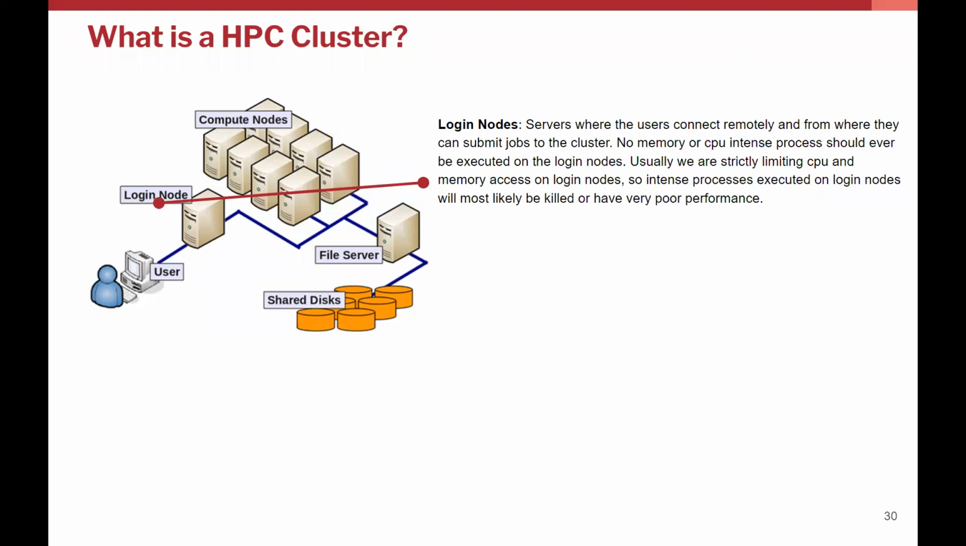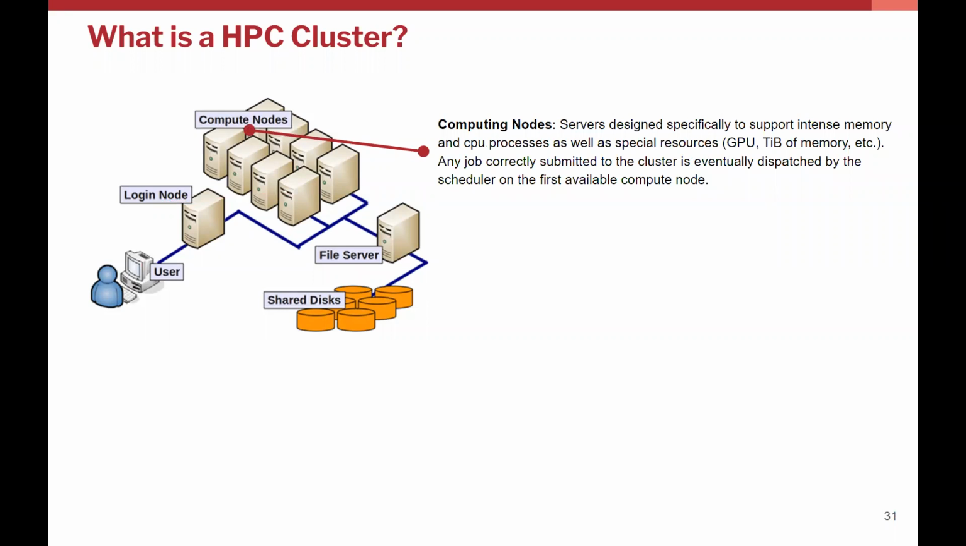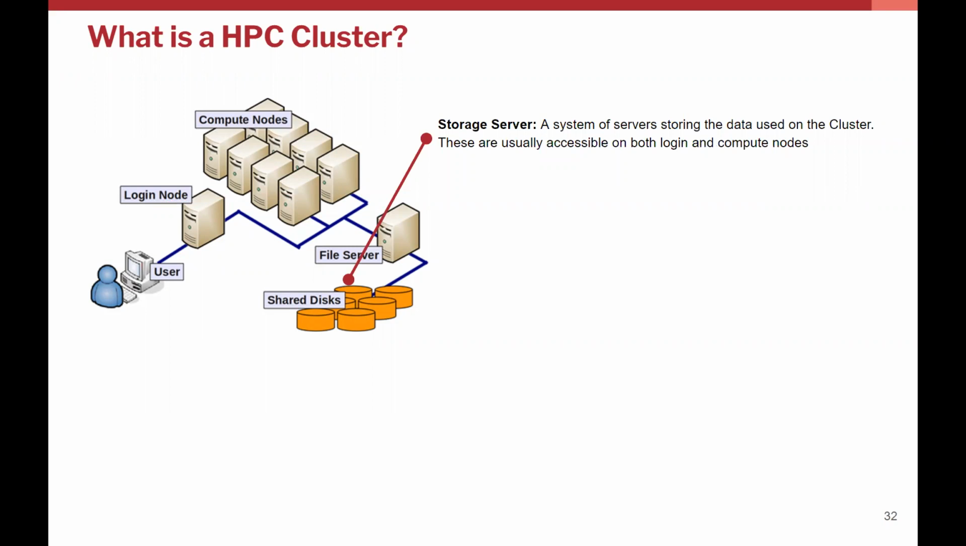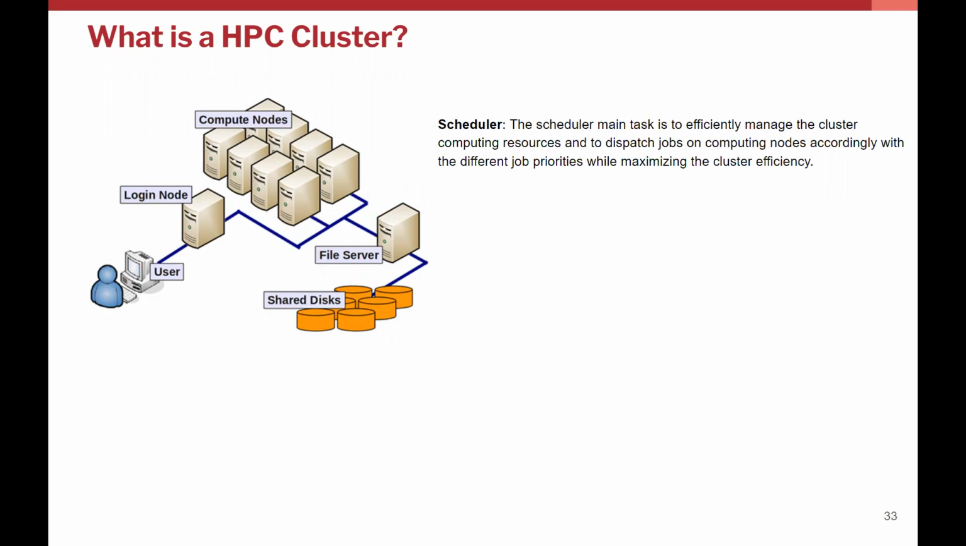So now we're gonna cover what an HPC cluster is. HPC clusters have a lot of components. Login nodes are servers where the users connect remotely and from where they can submit jobs to the cluster. No memory or CPU intensive process should ever be executed on the login nodes. In O2, we're strictly limiting CPU and memory access on login nodes, so intensive processes executed on login nodes will most likely be killed or have very poor performance. Computing nodes are servers designed specifically to support intense memory and CPU processes, as well as special resources like GPU. Any job correctly submitted is eventually dispatched by the scheduler on the first available compute node. The storage server is a system of servers storing the data on the cluster. And the scheduler's main task is to manage the cluster computing resources and dispatch jobs on different computing nodes.